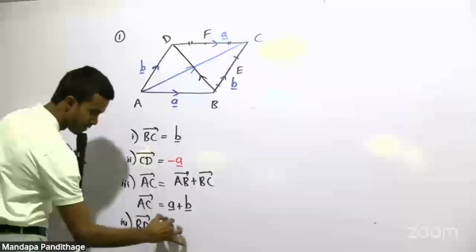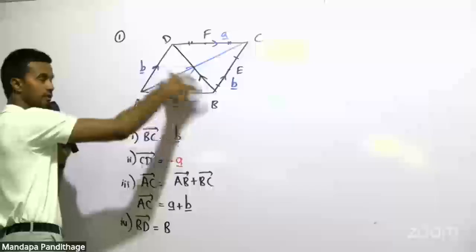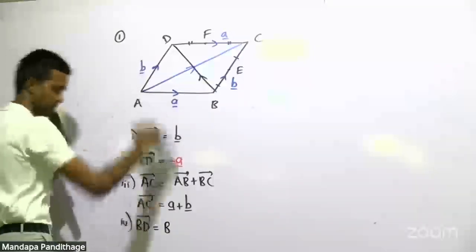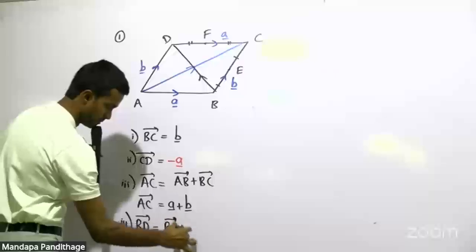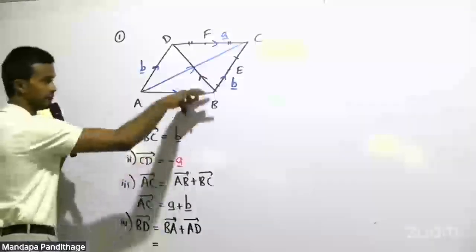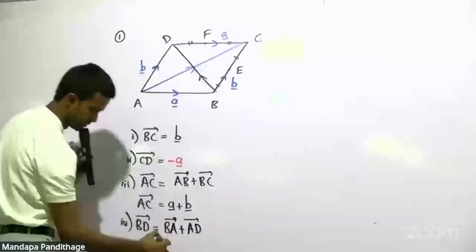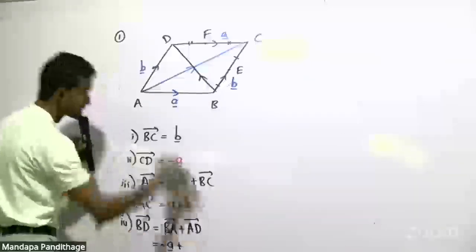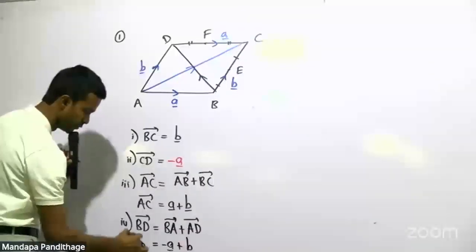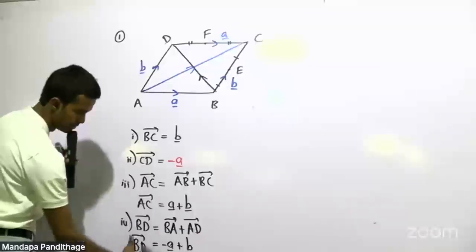start from B and go to D. Don't take this one. Take another route. Start from B, BA plus AD. Now tell me, if AB is A, what is BA? Minus A. Plus, this is B. That means vector BD gives you minus A plus B.